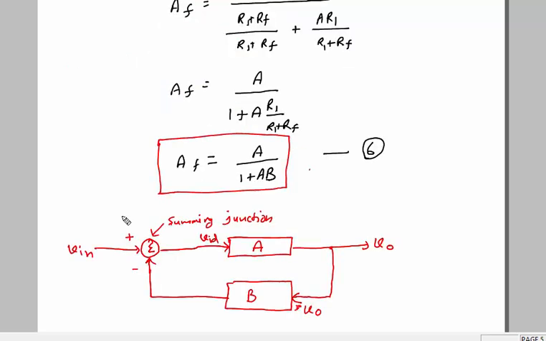Okay, so this equation 6 is represented by this diagram, and this diagram we have also seen in the topic feedback. So here we have revised the concept, but specifically for the op-amp. In the topic feedback, we took a general structure, but here we are specifically doing it for the op-amp. Okay, so this was the closed loop voltage gain of the op-amp with negative feedback.